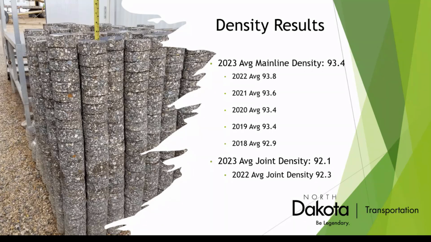2022, great year, 93.8, down to 2018, which was kind of the precursor to a lot of changes in the density specification and the way we measure density as well. So you can see generally there's been a rise, which is a great thing, which we'll talk about a little bit later here. And then you'll see the two numbers on the average joint density, longitudinal joint density. And again, a little downturn there from 2022 to 2023, but those numbers are really good.